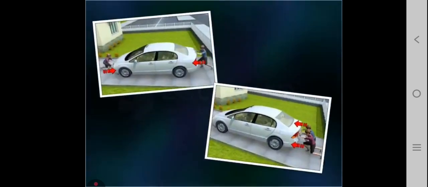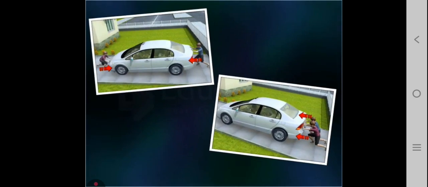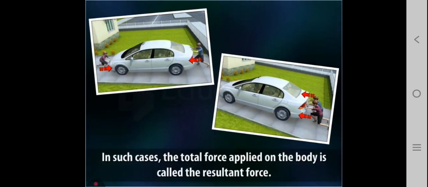In many situations, there is more than one force that acts on a body. In such cases, the total force applied on the body is called the resultant force. Let us see how the resultant force is obtained in different cases.